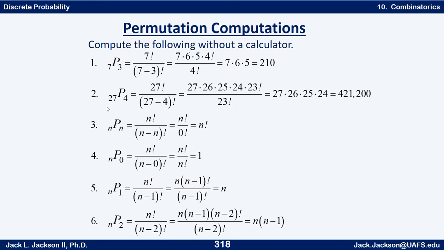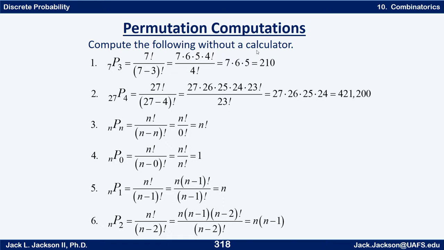If you like the product definition, which is equivalent, you could go straight to here. I kind of like that better. Just start with 27, and then you multiply by 26, 25, 24, go down 1 until you have a total of 4 factors. 1, 2, 3, 4.